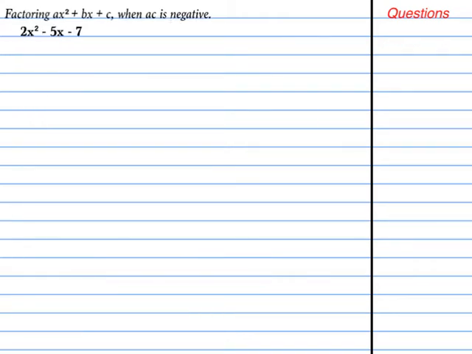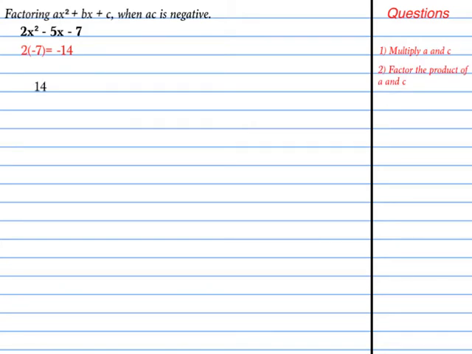So let's talk about factoring when AC is negative. And so we're going to talk about here when our C value is negative. So once again, the same steps will apply. We're going to take our A value and our C value and multiply. And we're going to focus on factoring 14. Now, because 14 is negative, I know one of my factors will have to be a positive, the other will have to be a negative.